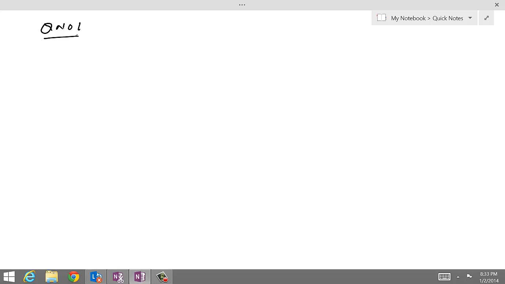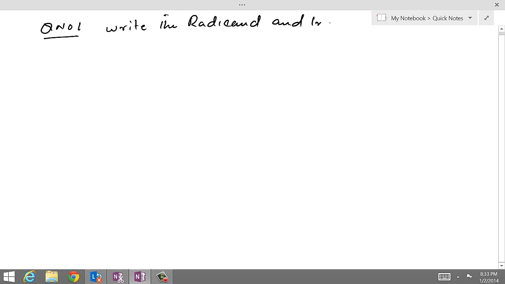Here the question is: write the radicand and the index in, what is this, 32, and this is the third root. So what is the index here? Index is equal to 3.